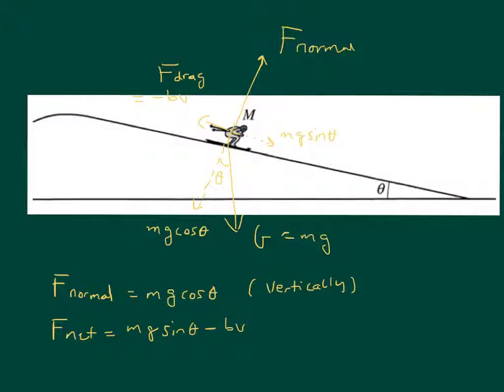Then we can conclude F normal must equal mg cosine theta, which is perpendicular to the ramp, whereas F net has to equal mg sine theta minus bv. Where does bv come from? bv is the drag force defined by the core problem, and F net is the net force.